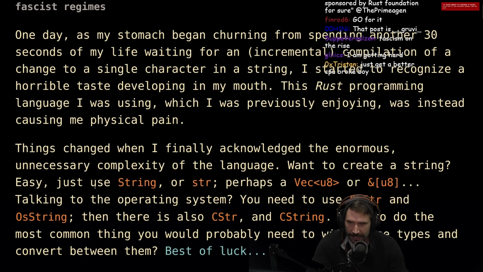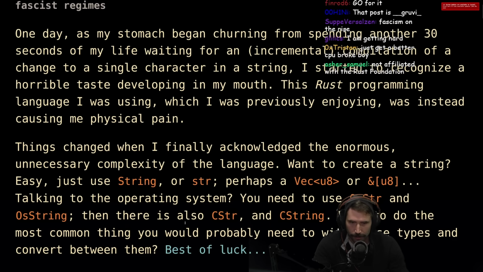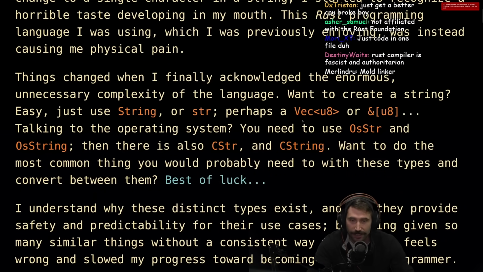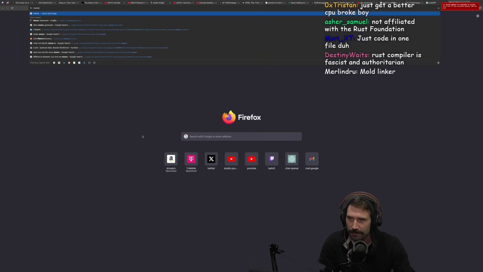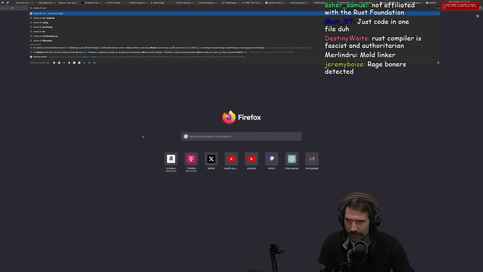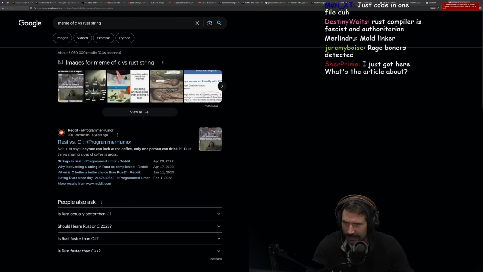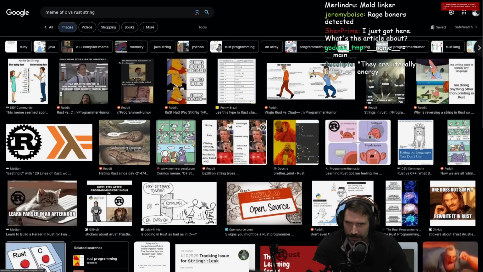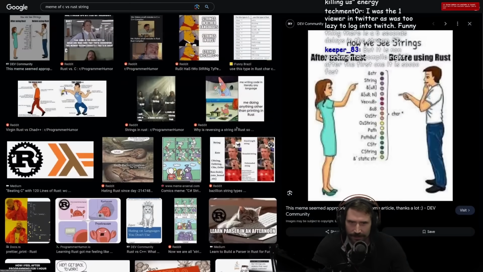Want to create a string? Easy, just use string or str or perhaps Vec<u8> or a slice of u8. There's actually quite a few more. Did you ever see that meme of C versus Rust string? Let's see if I can just find it right off the rip. Come on. Yeah, there you go.